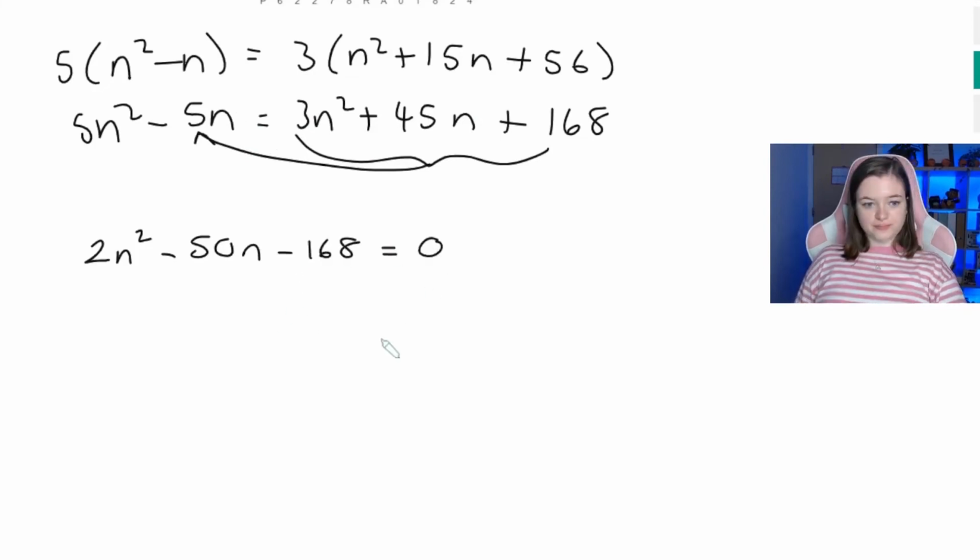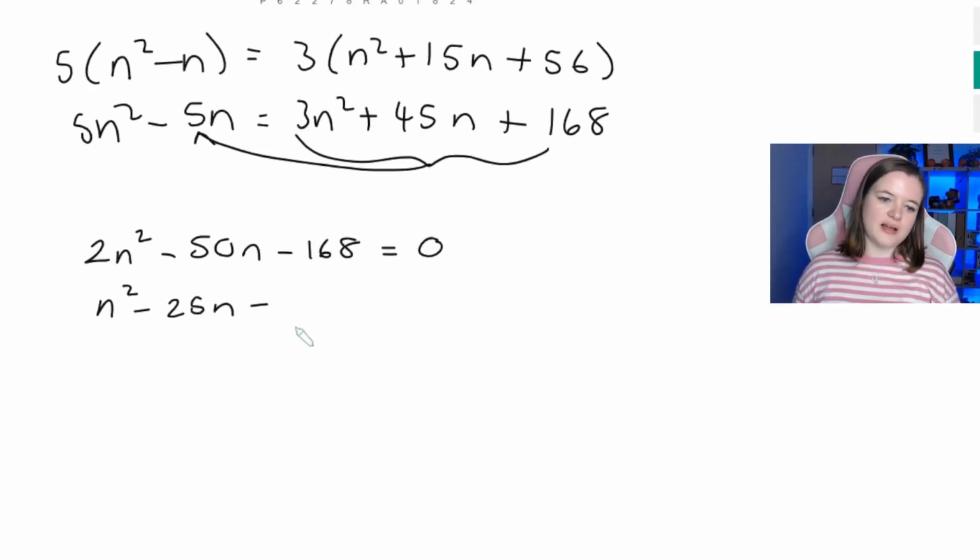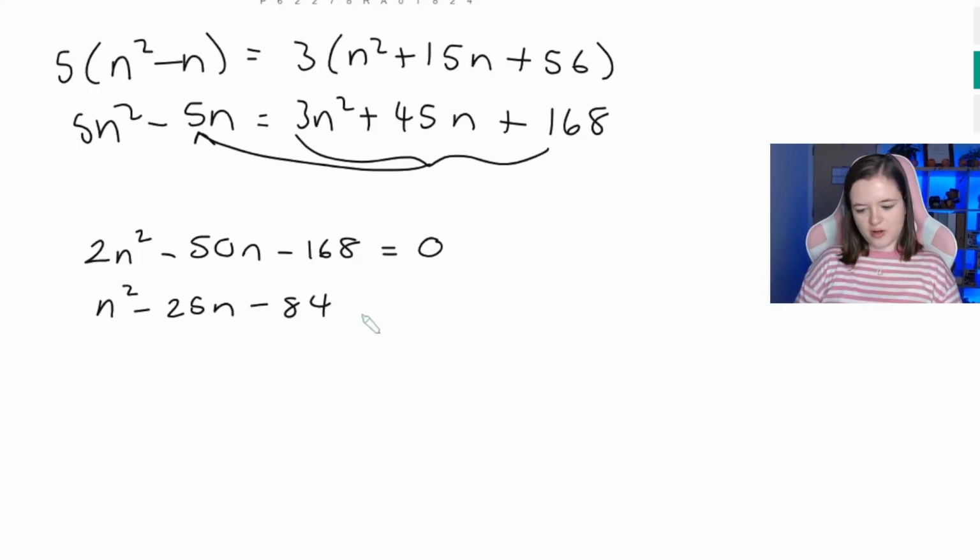Equals 0. Right, so then I'm going to halve all these, because I might as well. Halving all of them is n squared minus 25n minus, what is that, 84? Let me double check. 168 divided by 2 is indeed 84. Would you look at me go? 84. And then I'm going to factorise it.